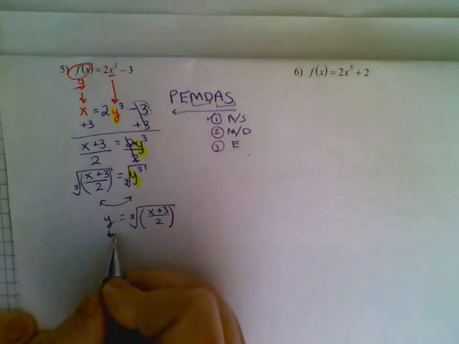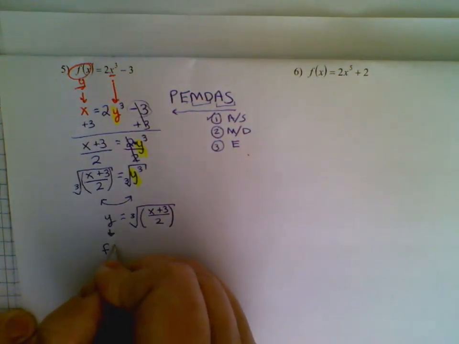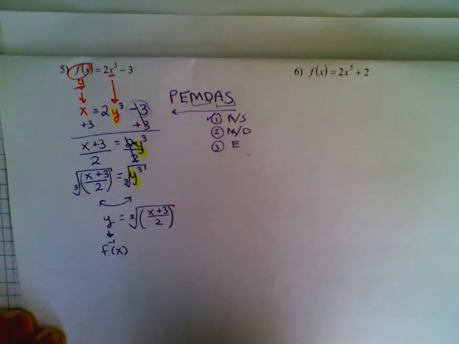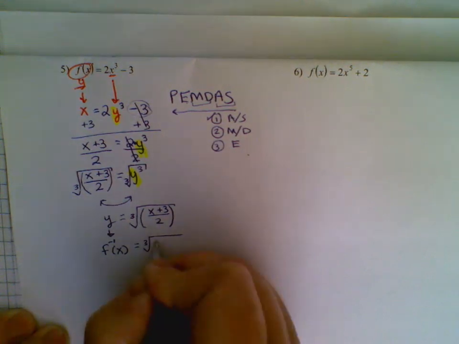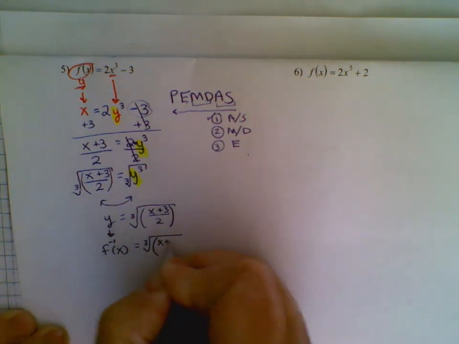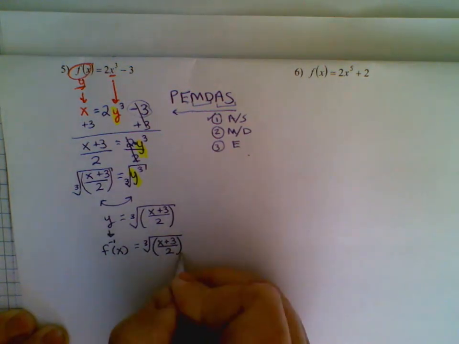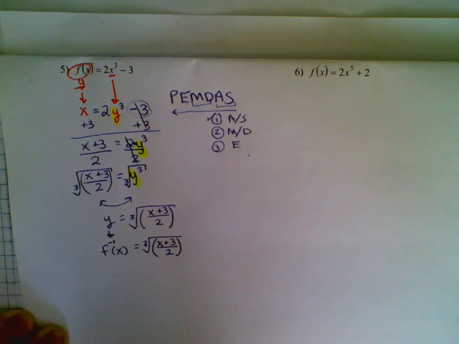So instead of y, I started with f of x. So this is f of x with that little -1, meaning inverse, equals the cube root of x plus 3 over 2. Technically, you don't need this parentheses if you're very careful that the whole thing is underneath your radical.